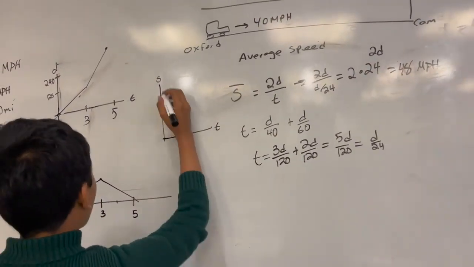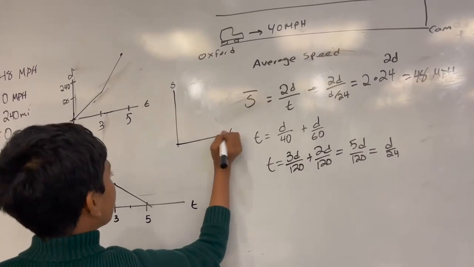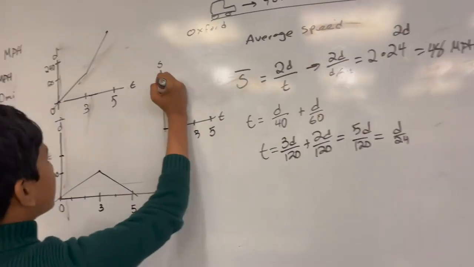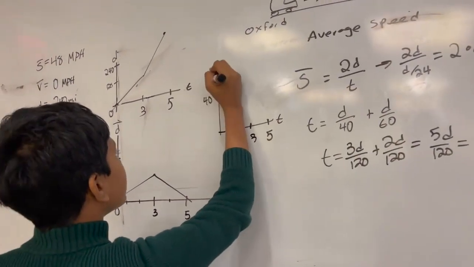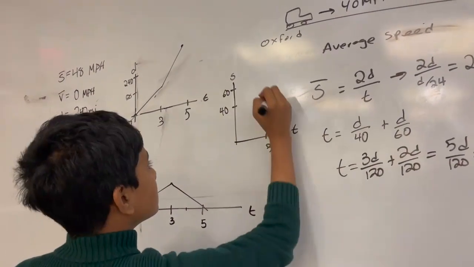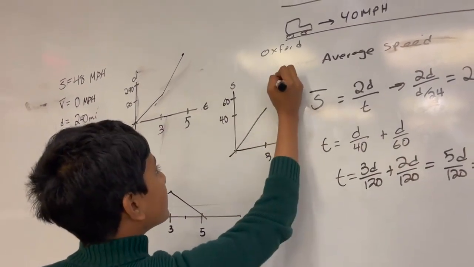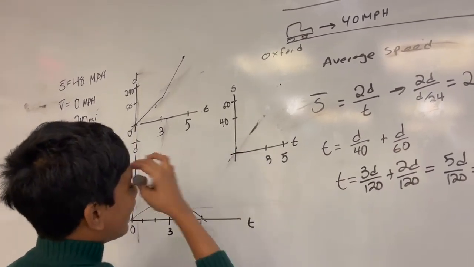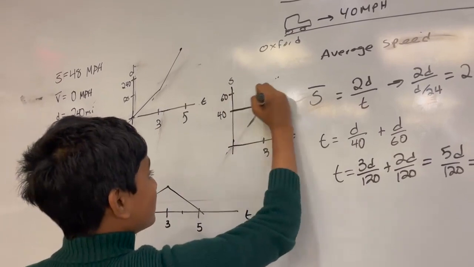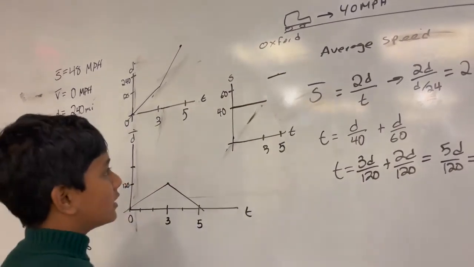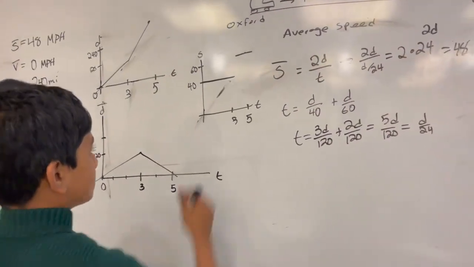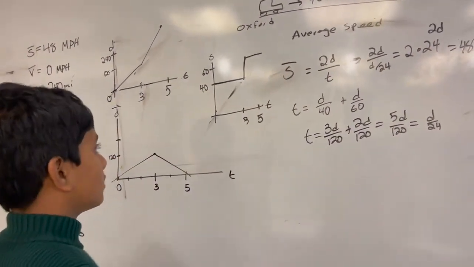So you have ST at T equals 3, T equals 5. You just have 40, and then you have 60. So it looks like this. No, oh, I'm so sorry. I was thinking of the distance time graph. Okay, excellent. There is nothing wrong with that.